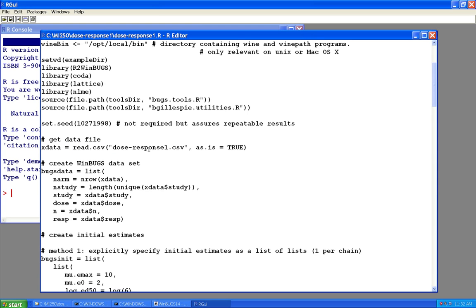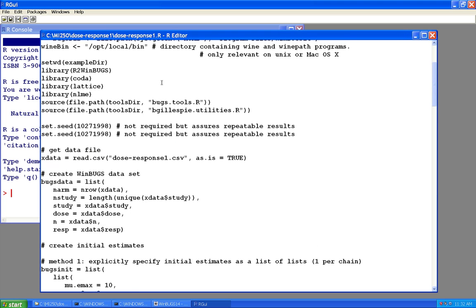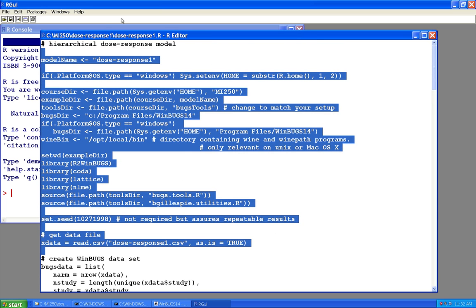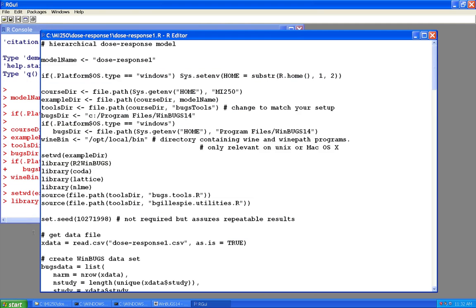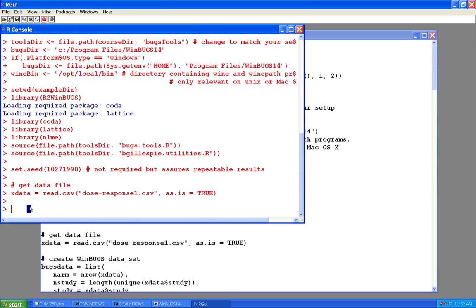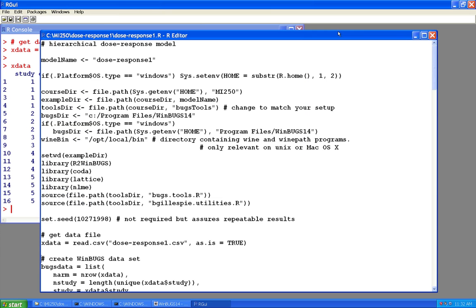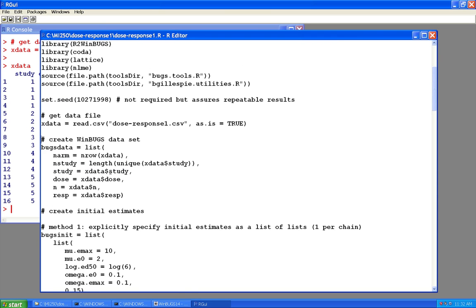So that should take care of that. In fact, why don't I show the process down to there. Let me just go ahead and run that. Okay, hopefully I didn't mess up in my choice of variables there. If I look at our X data now, you can see we got exactly what we wanted. We've got our study, dose, and response in the format we need them. So we've got our data there.